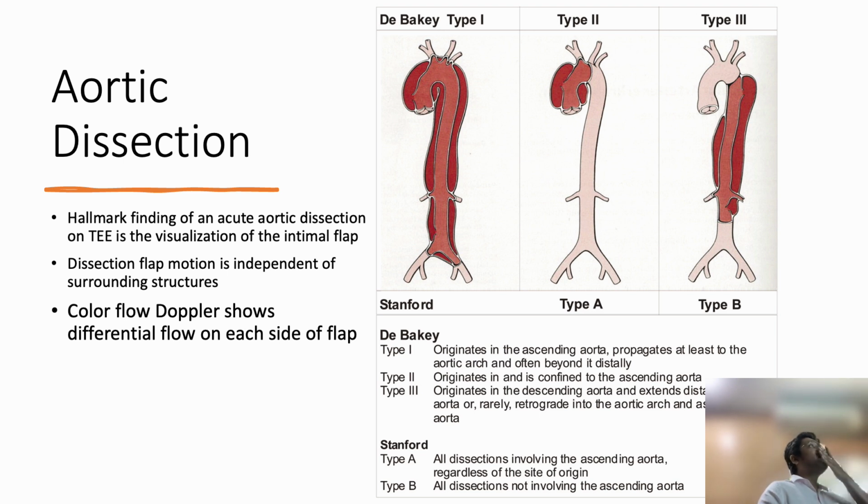So the hallmark finding of acute aortic dissection on TEE is a visualization of the intimal flap. The dissection flap motion is independent of surrounding structures. That's how you identify the dissection flap, because many times reverberation artifacts look like a dissection flap. The dissection flap moves independently of the other surrounding structures. And color Doppler flow also shows differential flow on each side of the flap.